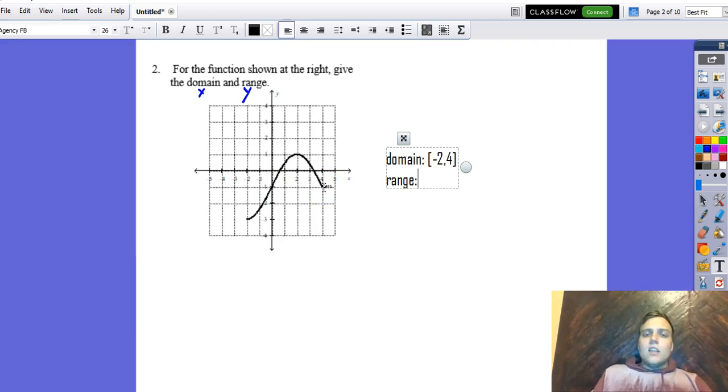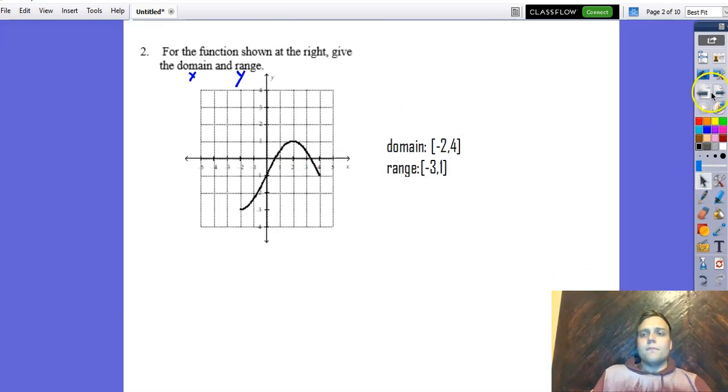Range is all possible y values from the lowest y value to highest y value. So when I look at my graph, I see that my lowest y value is -3, and my highest y value is 1. Since they're all closed circles, I can put them in brackets. And I'm done. That's all this problem asked me for.